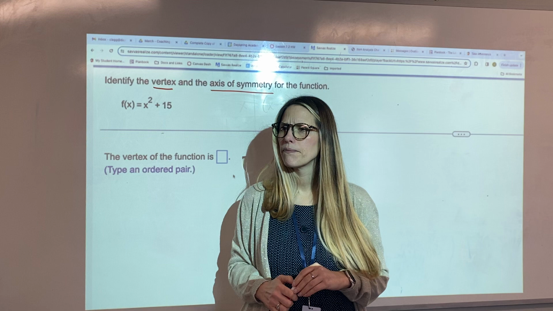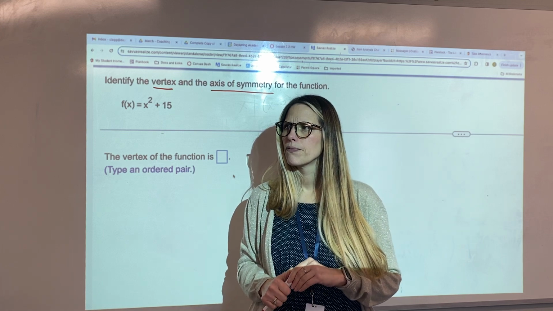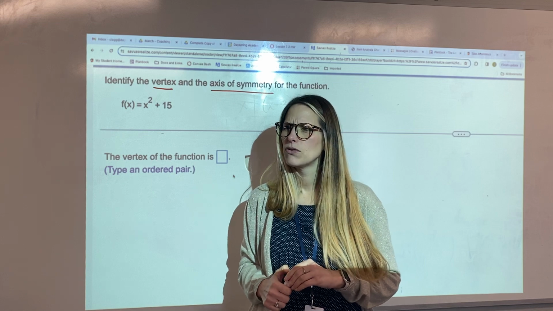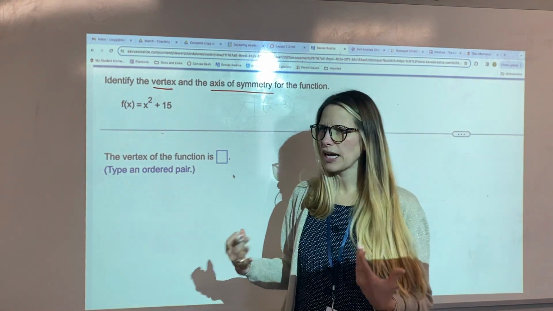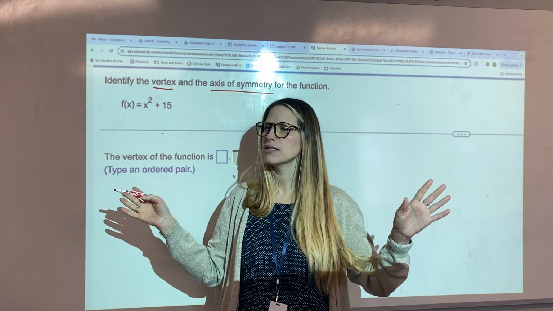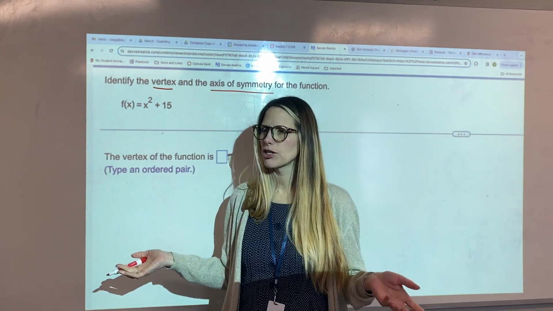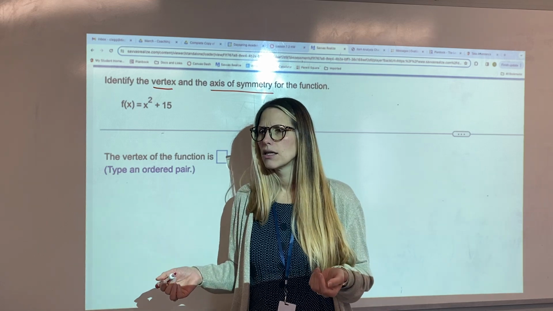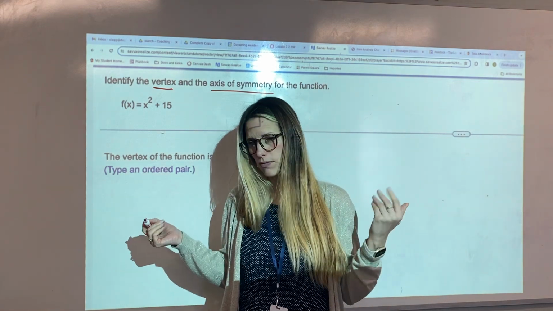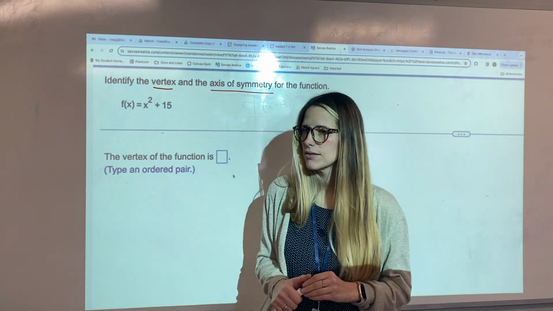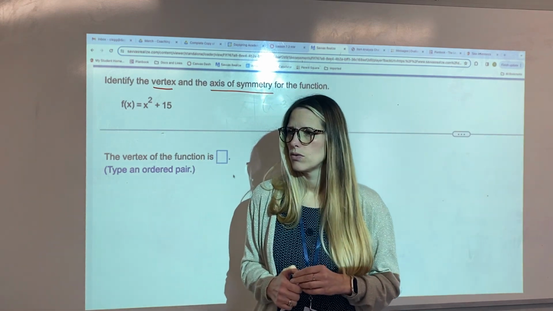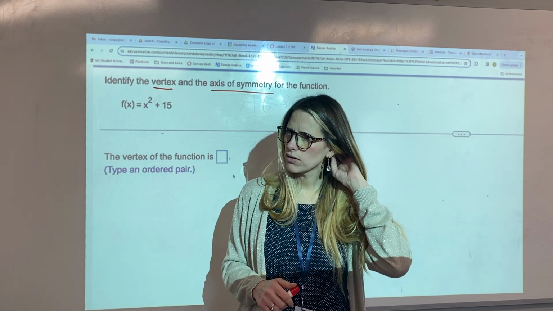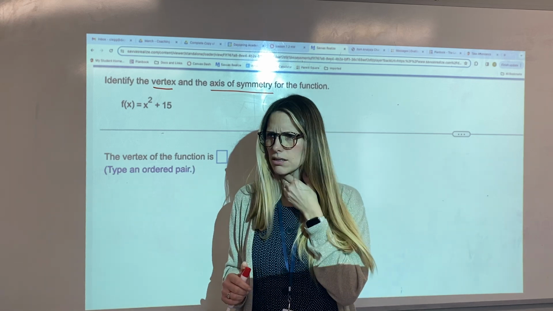Callie? X squared. That's the vertex? No. We're defining just what a vertex is of any quadratic function or any parabola. How would you describe the vertex? It's a coordinate pair. It has a coordinate pair, yes. Do you guys not know what a vertex is?